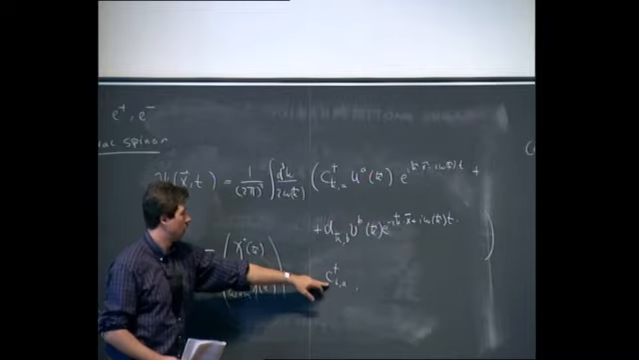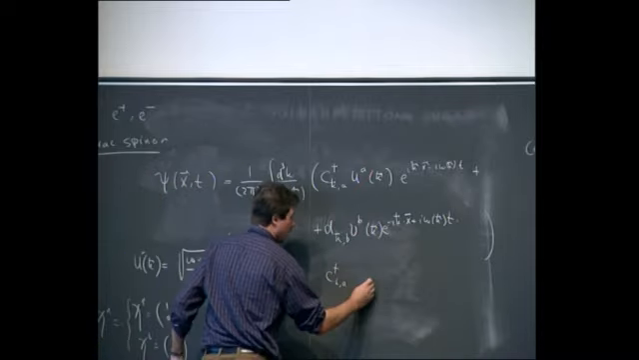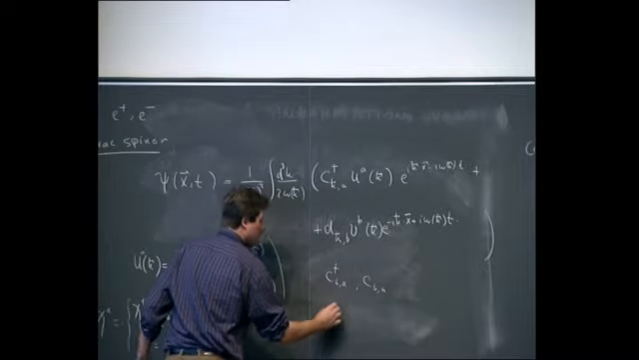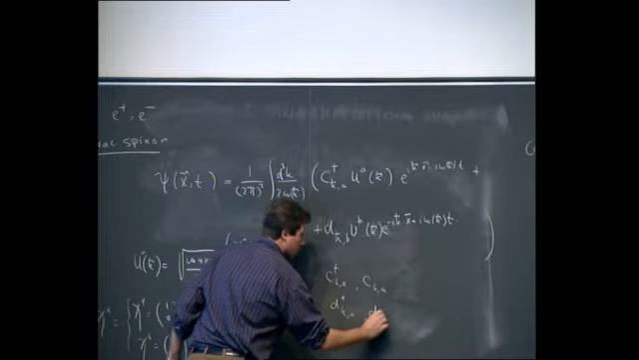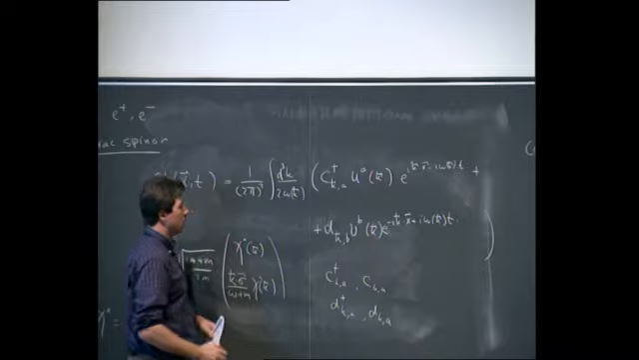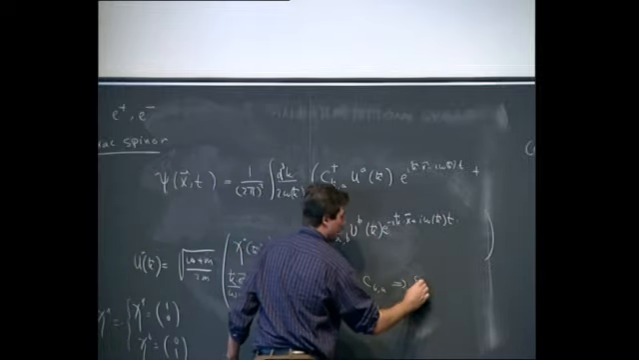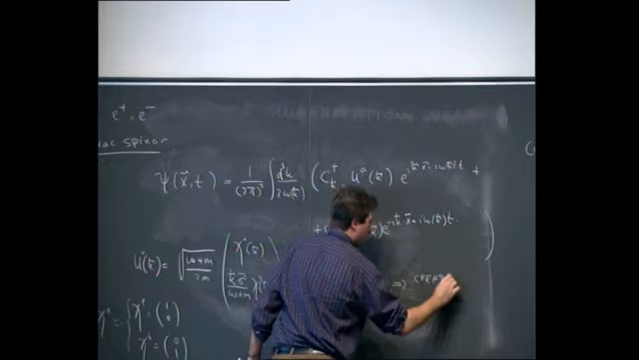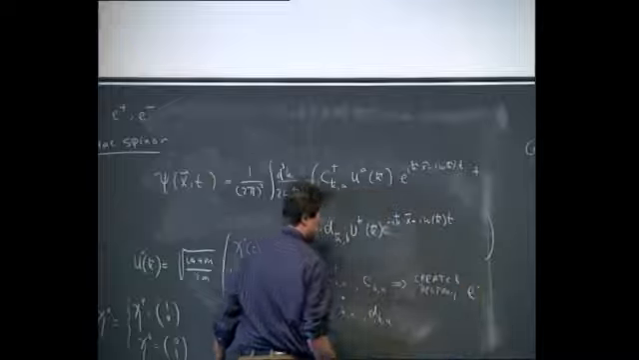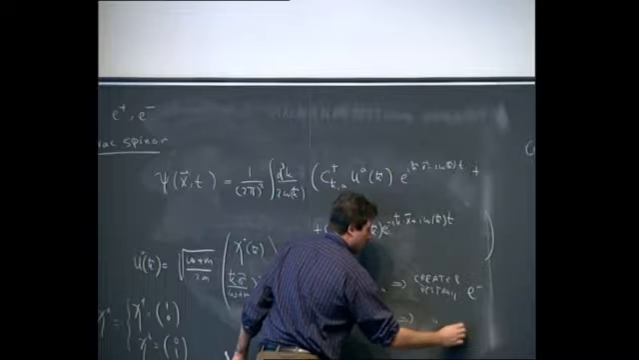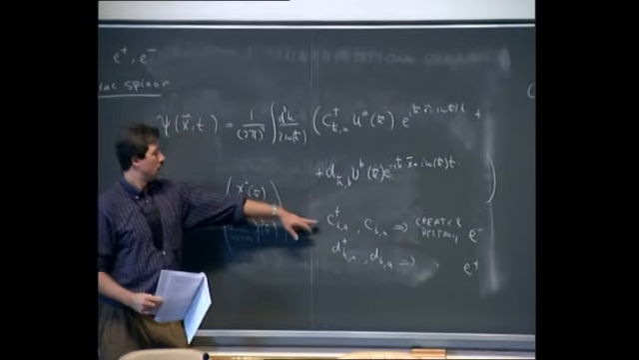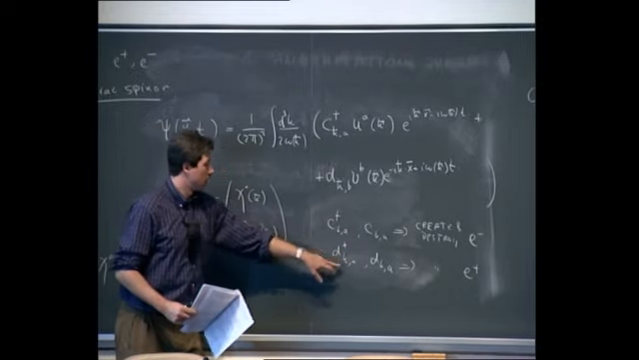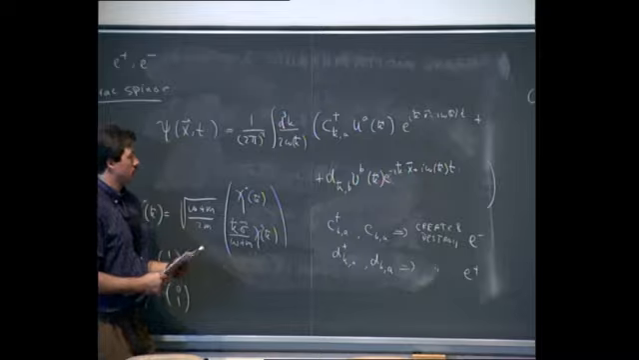So I get the creation operators C_k^A and also the annihilation operators. And similarly, I get the creation and annihilation operators D. So these are creation operators for the electrons, and these particles, they do the same with positrons. So I do get four sets of operators for creating and destroying electrons and creating and destroying positrons.